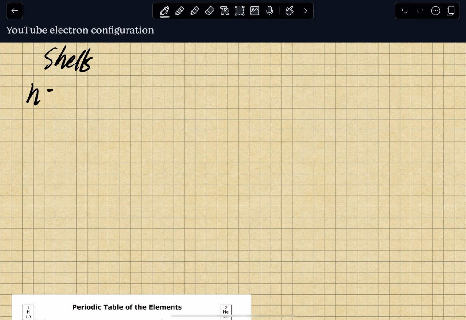Shells are basically the quantum number that we know, right? 1, 2, 3, 4, 5. They represent different energy levels, right? Shell number 1 being the highest energy level. Inside each shell, there are different numbers of subshells.